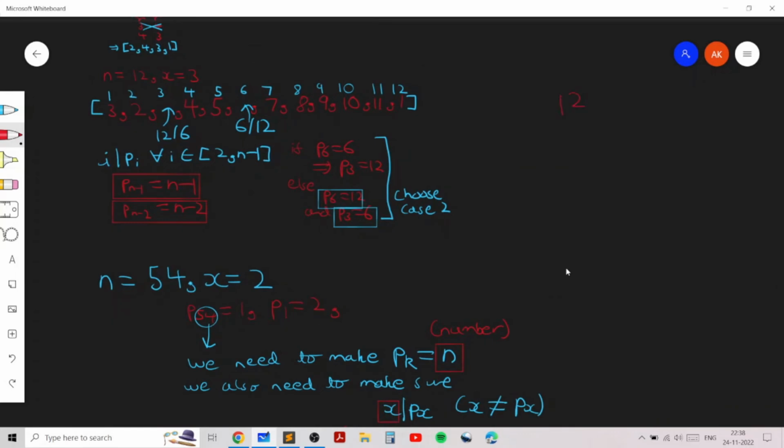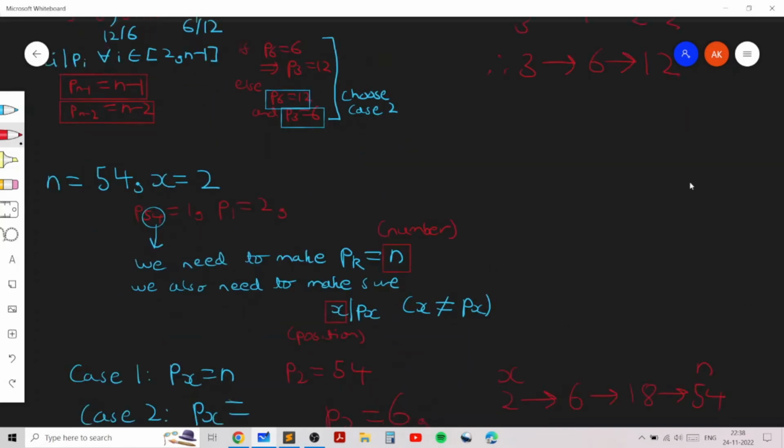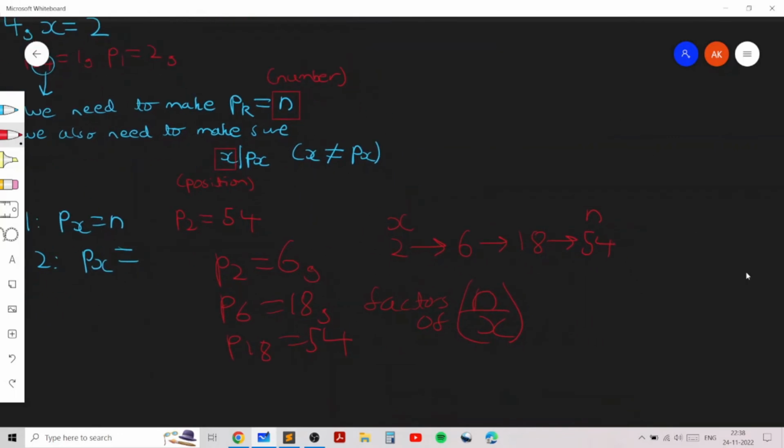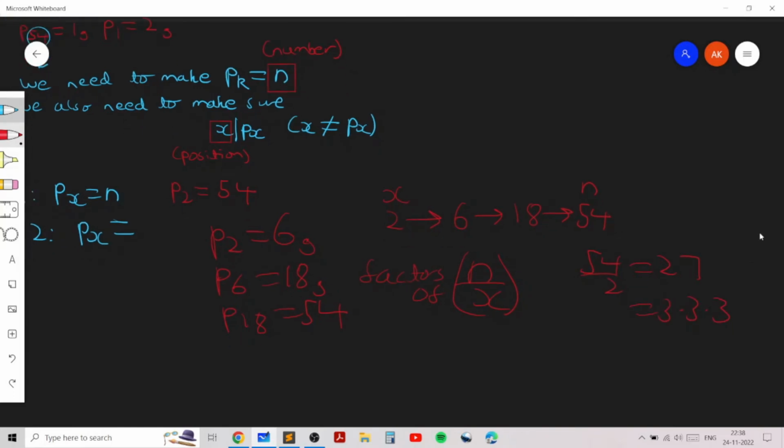So 12 by 3, which is 4, is 2 into 2. So that's why you go from 3 to 6 to 12, 2 into 2. Over here, if you consider factors of n by x, 54 by 2 is 27. So that's 3 into 3 into 3. So that's why you go 2 times 3, which is 6, times 3, which is 18, times 3, which is 54. And you shift the numbers one ahead.